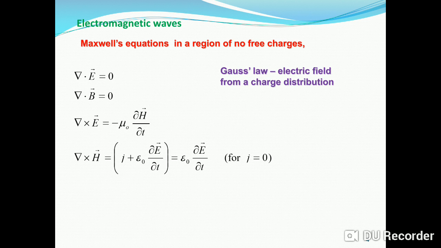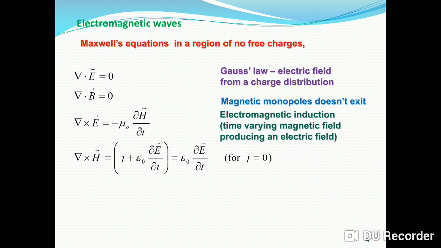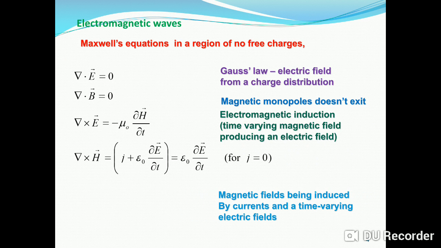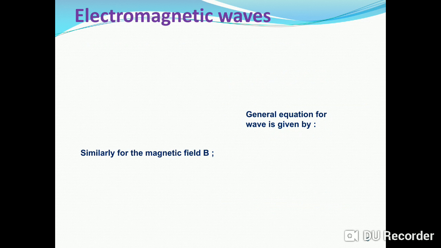The first equation is Gauss's law. The second equation says that magnetic monopoles do not exist. The third one is electromagnetic induction, that is, a time varying magnetic field produces an electric field. And the last one is that a magnetic field is induced by current and a time varying electric field, where mu naught is the permeability of free space.